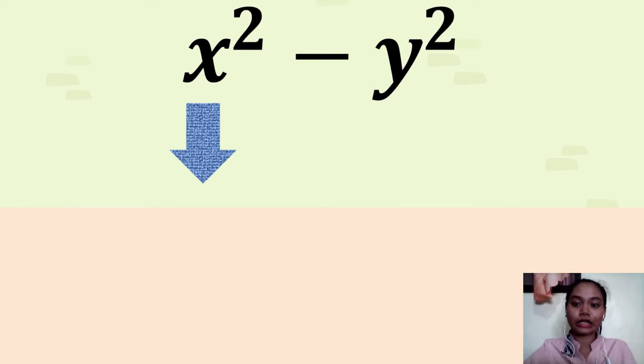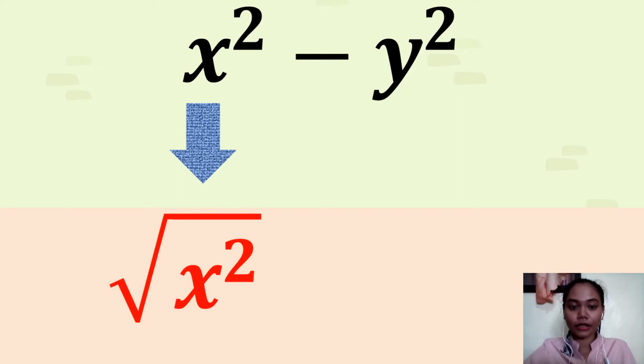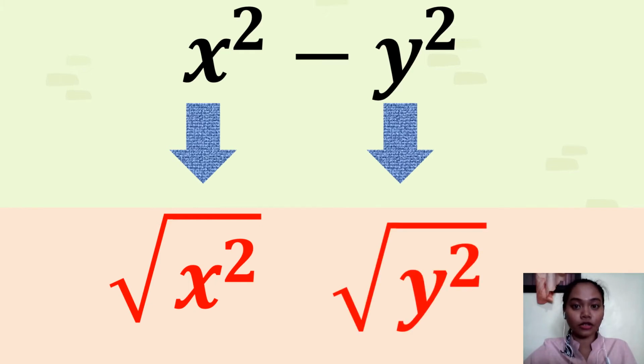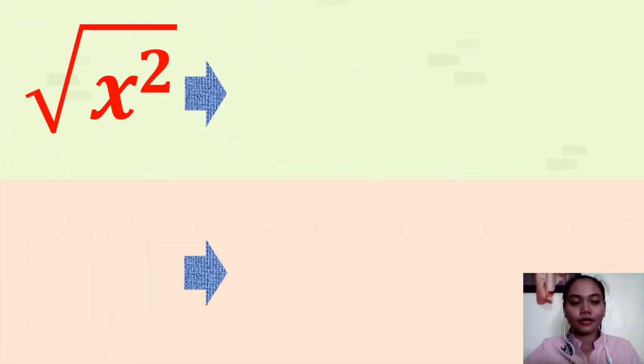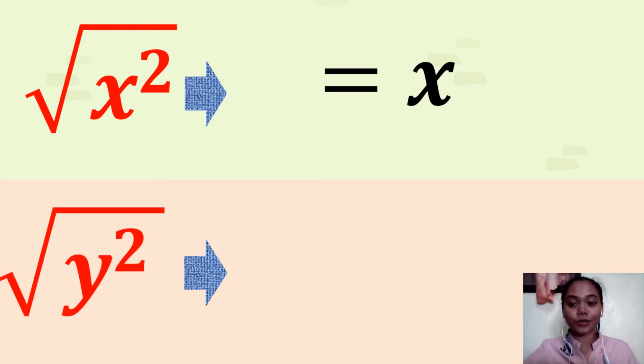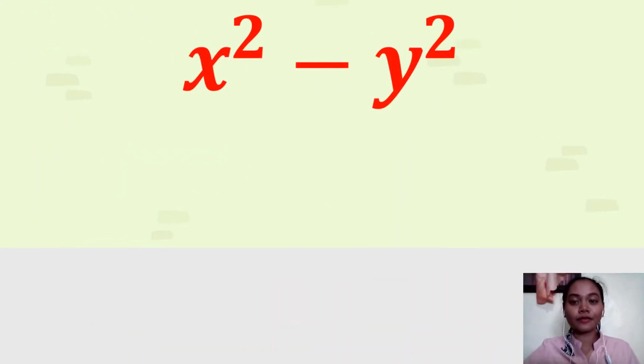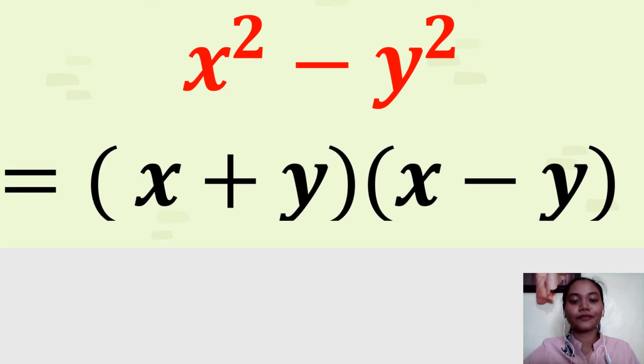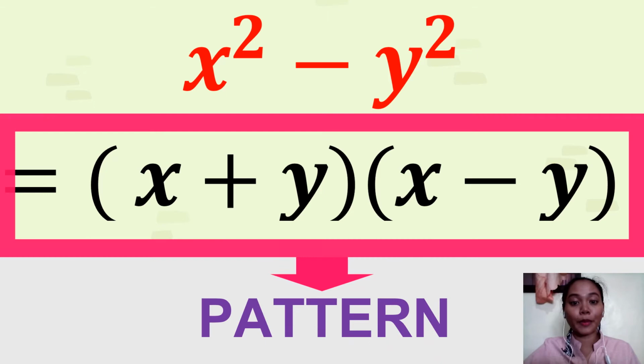So how to factor the difference of two squares? Let's get the square root of the first term and the square root of the second term. The square root of x squared is x and the square root of y squared is y. So from x squared minus y squared, we can write it as the first binomial, which is x plus y, and the second binomial, which is x minus y. So remember this pattern.